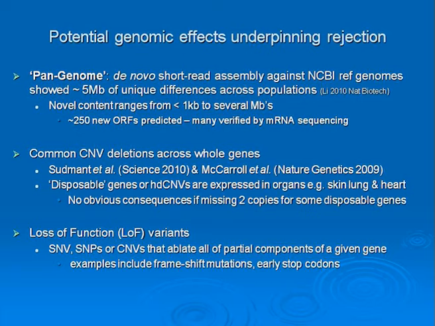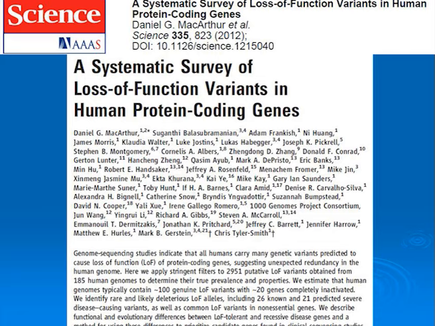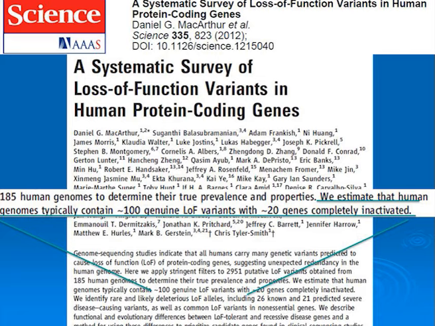So Daniel MacArthur had a paper in Science a couple of years ago now where he looked at the first 185 human genomes that were sequenced from the 1,000 Genomes. And he went to a lot of trouble to assess the loss of function variants in these 185 individuals, and he looked using orthogonal platforms to see, A, were they a proper call, and then B, were they actually loss of function, trying to integrate as much expression data as possible to truly validate that they were LOF.